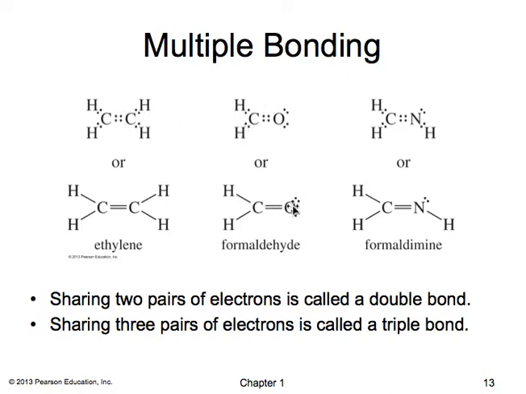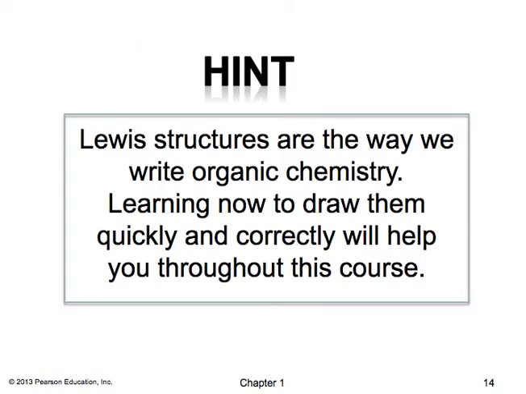Formaldehyde, the same thing, C double bond O, again 4 electrons between carbon and oxygen. And then C double bond N in an imine, and again 4 electrons shown there. And if we had 6, that would indicate a triple bond. Lewis structures are the way we write organic chemistry, so learning to draw them quickly and correctly will help you throughout this course.